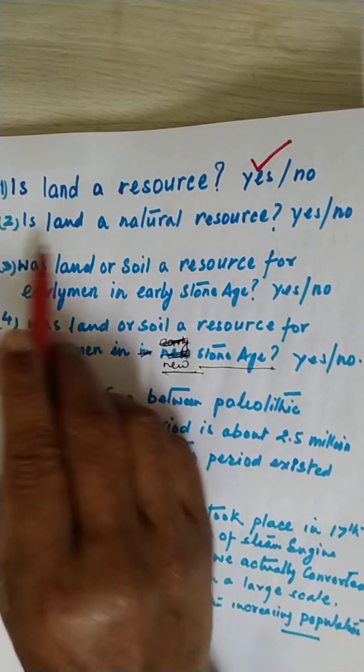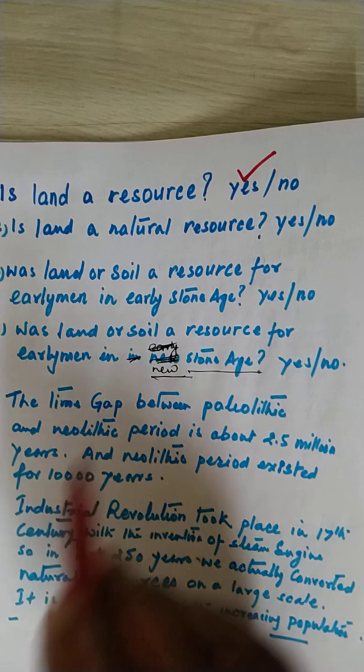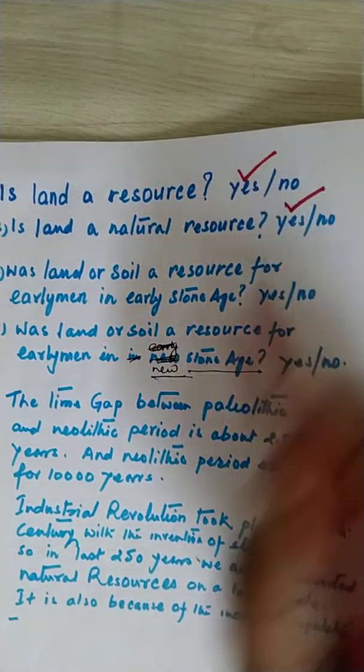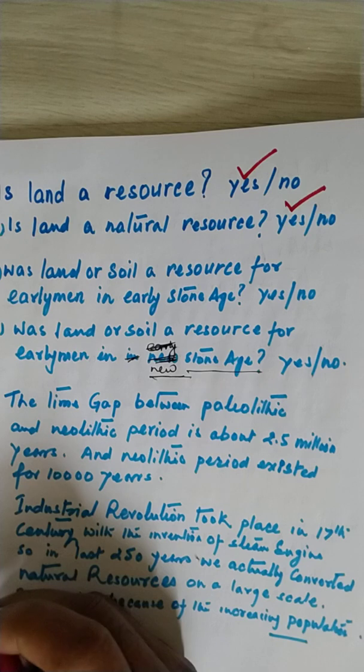Second question, is land a natural resource? Think about it. Is land a natural resource? Yes. It is a natural resource. Land is a natural resource. Why? Because we don't make land. The humans don't make land. It exists in nature. It occurs naturally. So, land is a natural resource.